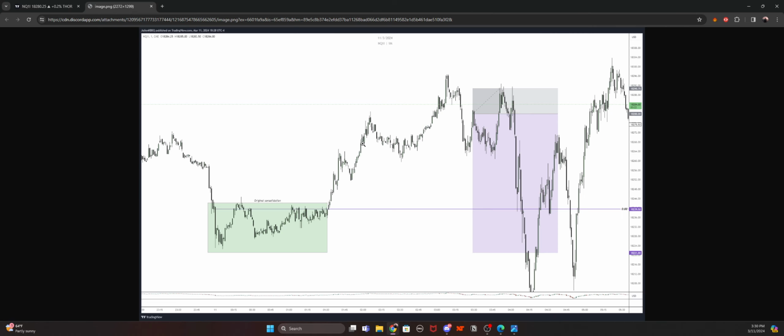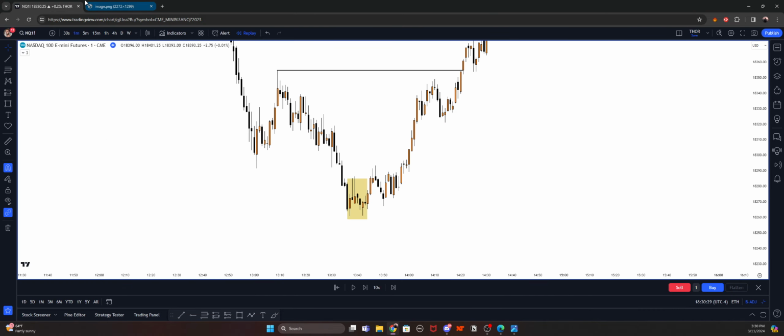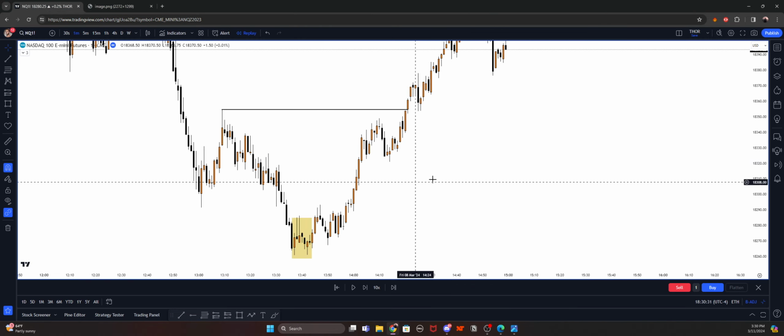I'm looking at your chart. So, yeah, hold on. What time is this London price action on Nasdaq? Continuous charts.